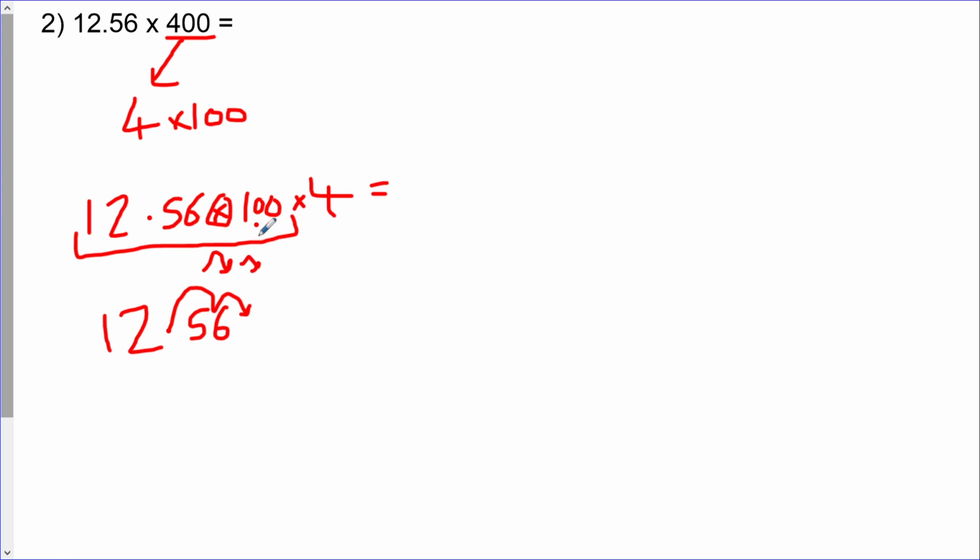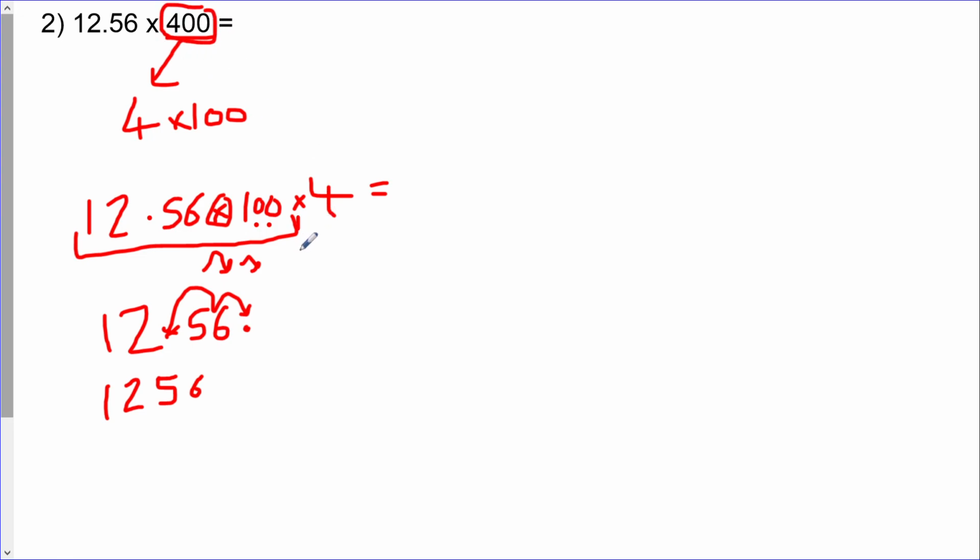If we were timesing by 1000, we would do the 3 jumps. If we were timesing by 10, we would just do the single jump. Now, through those jumps, we have moved the decimal point, so we can cross out, get rid of, or ignore the old decimal point. And then underneath, we write our answer. Again, that is the answer to 12.56 multiplied by 100.